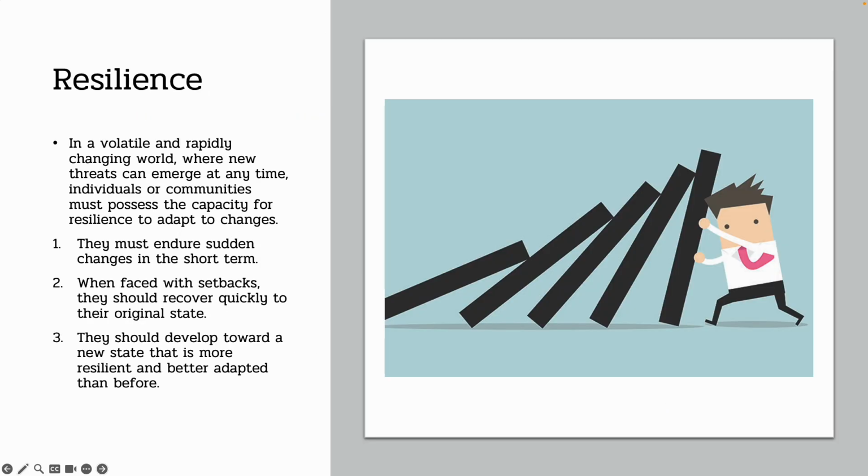The third concept is about resilience. The key terms of resilience are resistance to shocks and adaptive capacity. In a moving and changing world, new threats can emerge anytime. We cannot just stay still and strong, but we need to be able to adapt to change. You can either endure the sudden change or shocks, or if you can't, you just have to recover quickly to where you were. Or even better, if you can recover and then move on to a new state that is more resilient, that is a lot better.